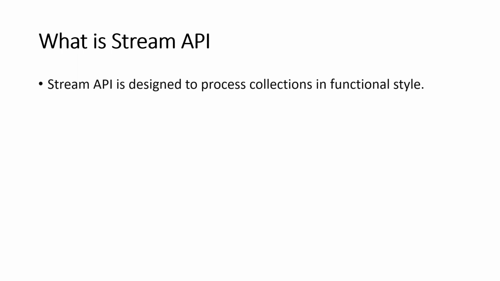Stream API is designed to process collections in functional style. So we know, right? Java supports functional programming by providing certain features like lambda expressions, method references, functional interfaces, and also Stream API. So Stream API is a very powerful feature.